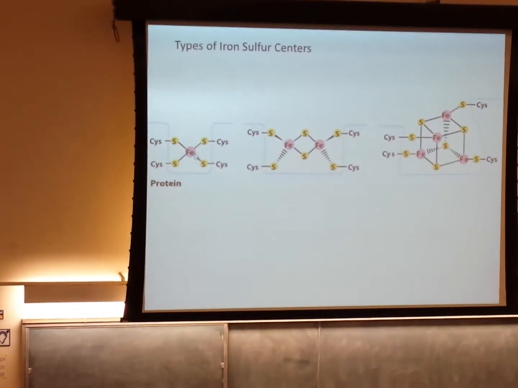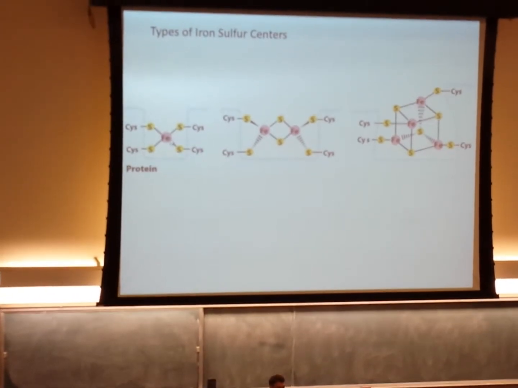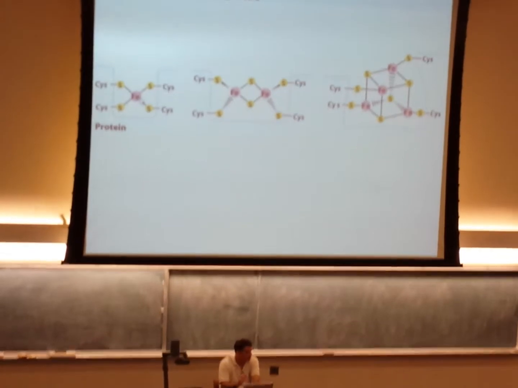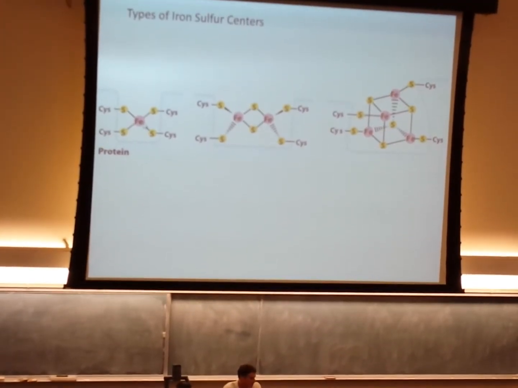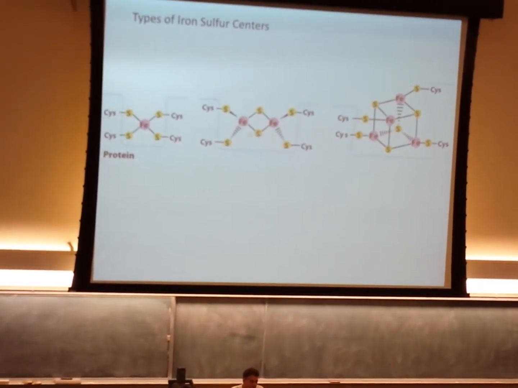So these guys have different redox potentials, depending on how many irons and sulfurs are involved, and also dependent on the protein itself that's binding to it. They act as one. So these guys here are acting as one.